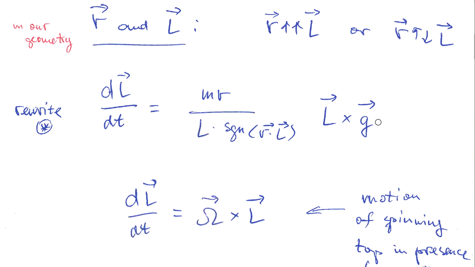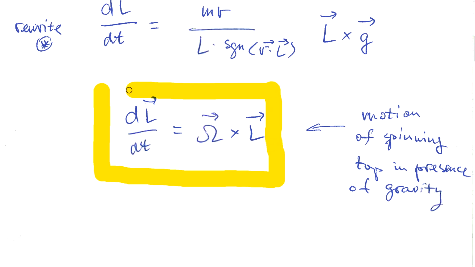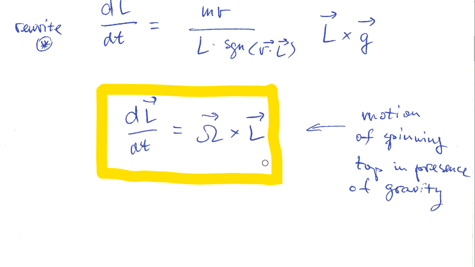Okay, and that can be rewritten again in this form. dL/dt is equal to omega cross L. I will highlight it here. So this is a differential equation, describing, as you see written here, the motion of a spinning top in the presence of gravity. So when you solve it, you would get an answer for L, L as a function of time.